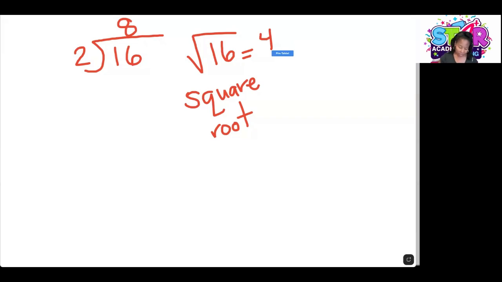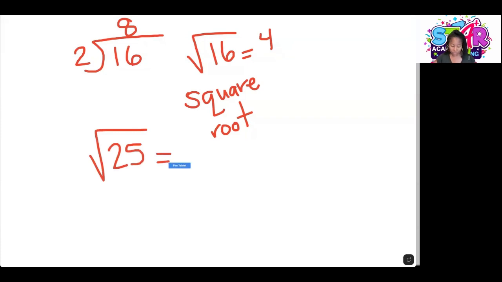Let's try some others. The square root of 25. Who can think of a number that when you multiply it times itself, it's going to give you 25? Well, we just did 4 times 4. That was 16. Let's keep going. What's 5 times 5? Oh, it's 25. So the square root of 25 is 5.